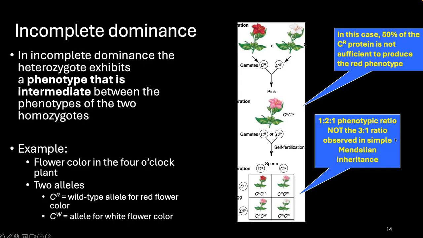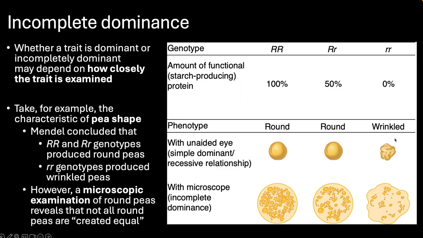When we do a monohybrid cross with incomplete dominance, we see that the phenotypic ratio matches the genotypic ratio. This is the important thing to remember here. For incomplete dominance, the genotype and phenotype ratios are the same. But what actually causes the intermediate phenotype?